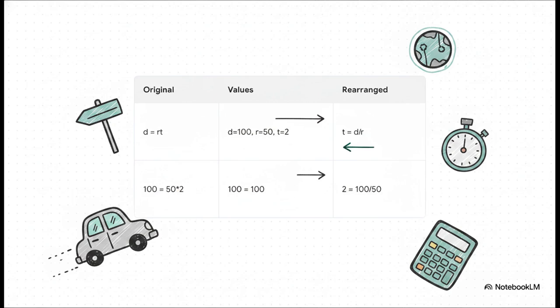Imagine you travel 100 miles at a steady rate of 50 miles per hour. In our original formula, 100 equals 50 times 2. In our new formula, your time, t, is distance divided by rate. So 2 equals 100 divided by 50. It works flawlessly. Our rearranged equation perfectly preserves equality.